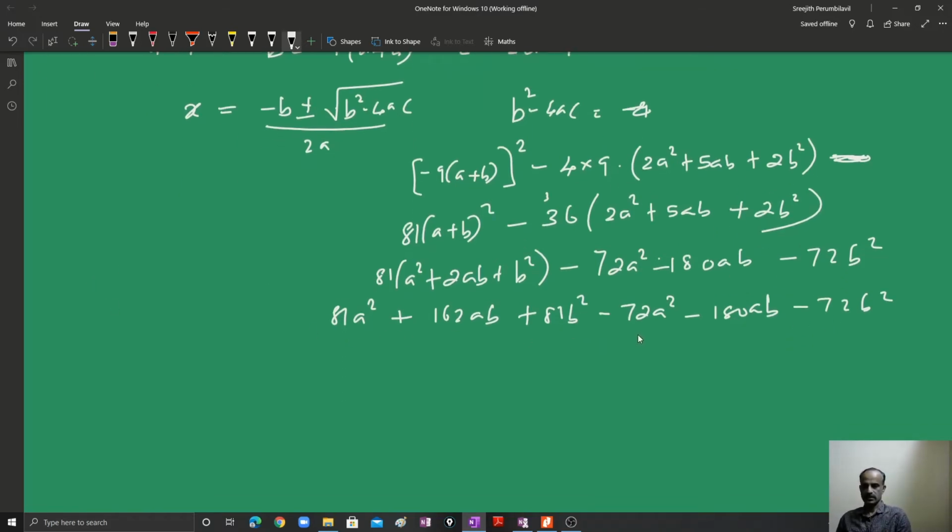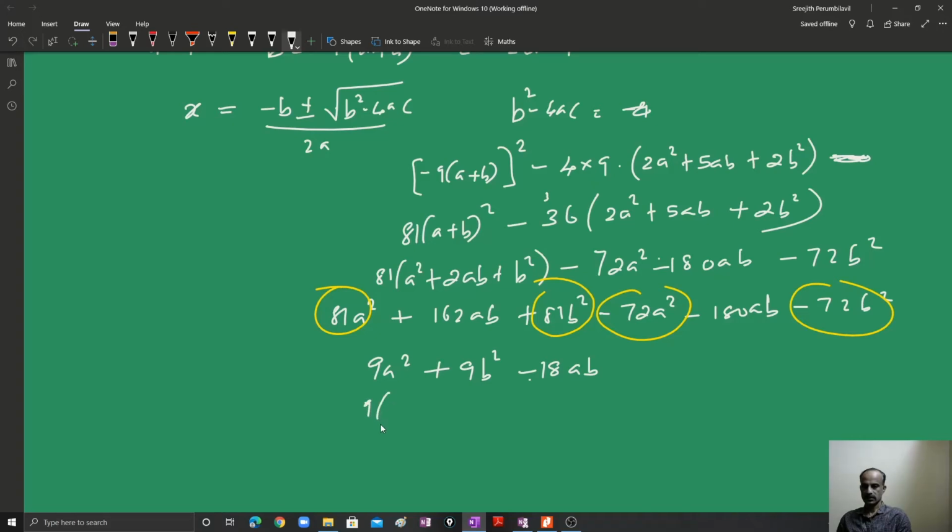81 minus 72, 9a square. We have done with these two. Now we will go for b square plus 9b square, 162 minus 72 is 18ab, minus 18ab. You take 9 outside, you will get a square minus 2ab plus b square. This is equal to 9 into a minus b whole square.